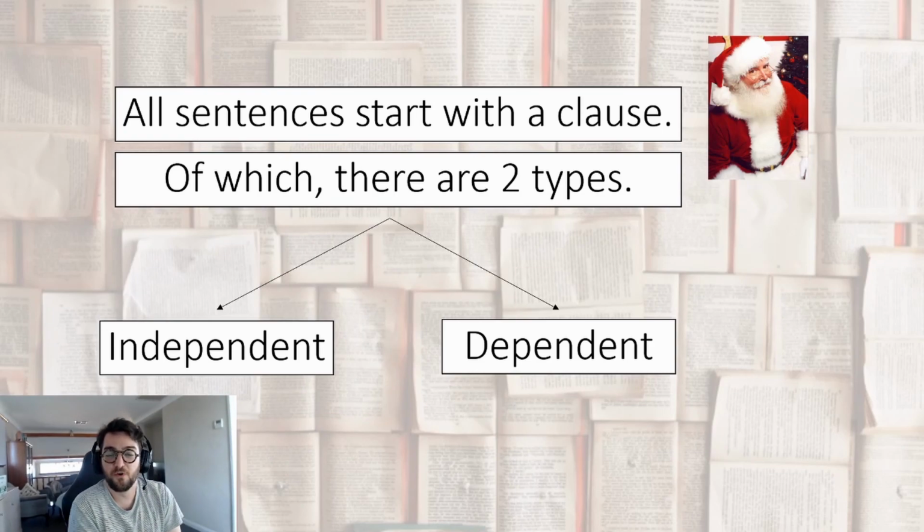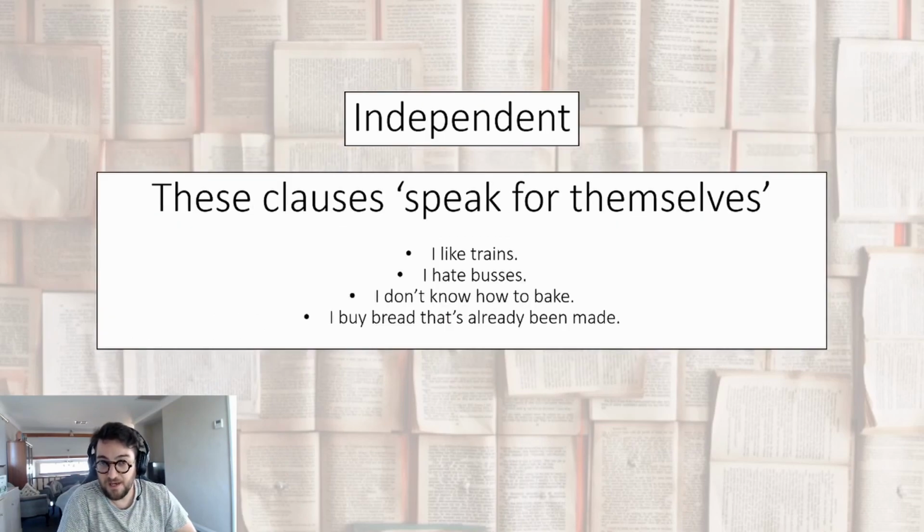So all sentences start with a clause. There are two types of clauses: independent and dependent clauses. Independent clauses work just like a complete sentence by themselves. For example: I like trains, I hate buses, I don't know how to bake, I buy bread that's already been made. These are all independent clauses because, without any other flourish, they can work as a sentence from beginning to end.